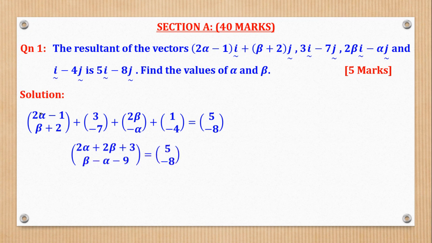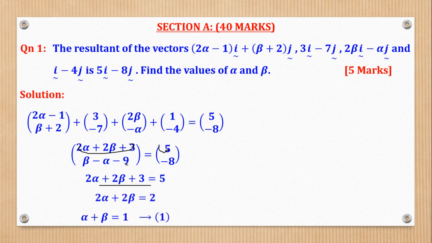So we can collect like terms. 2 alpha is here, 2 beta is here, then -1 plus 3 is 2, 2 plus 1 is 3, which is there. Then for the j components, beta is here, negative alpha is here, then 2 minus 7 is -5, -5 minus 4 is -9, which is here. So equating vectors, the i components can be equated alone to give equation 1. Then j components can also be equated alone to give equation 2.